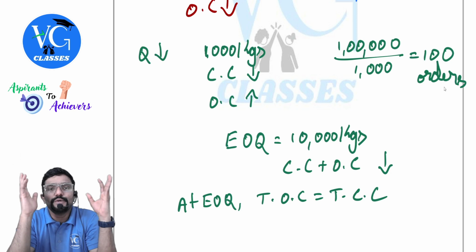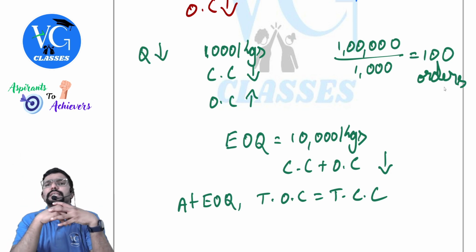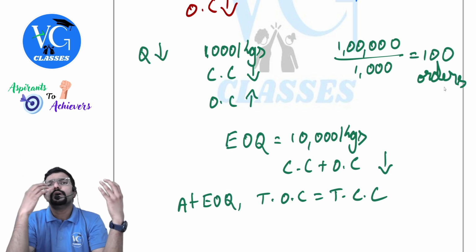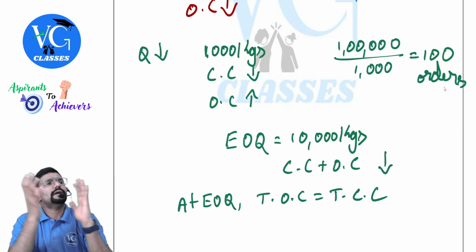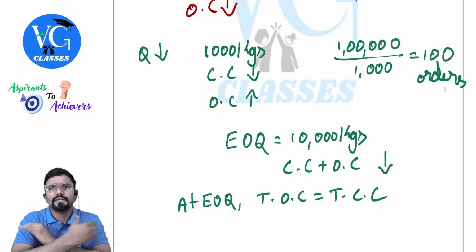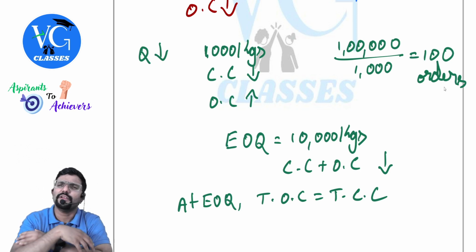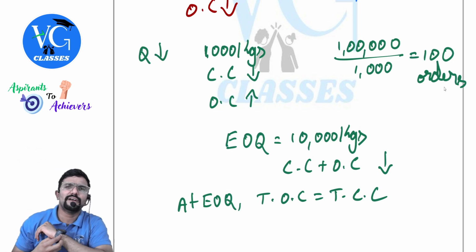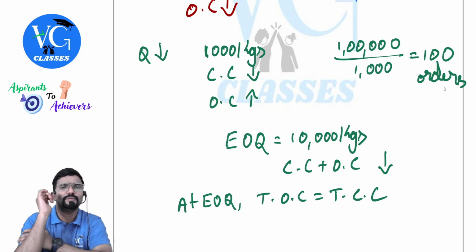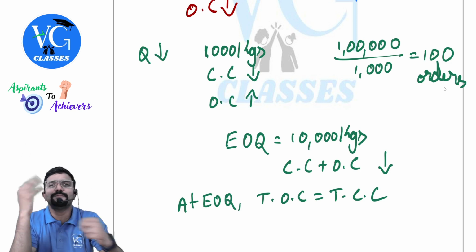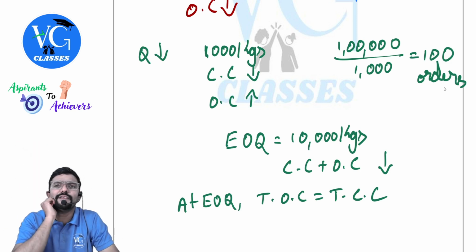What I am trying to tell is, normally if the question is silent, we assume EOQ, ROQ and lot size are one and the same. That means the company is following EOQ. Every time they are placing the order, they are placing the order for how much? EOQ. But if they themselves give it in the question, okay, the company is placing the order for 5,000 kgs every time.